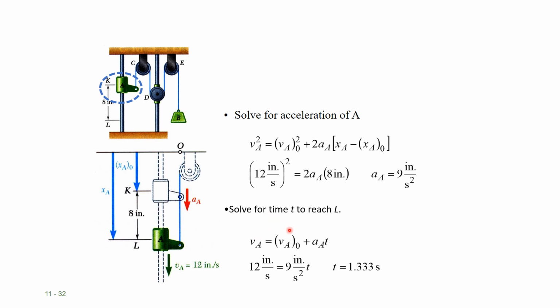So final velocity equals initial velocity 0 plus acceleration times time. We have everything in this equation, okay? Final velocity is 12, initial velocity was 0. There's our acceleration, okay? So we can plug that acceleration in and solve for how long. So that's the time it takes from K down to L.